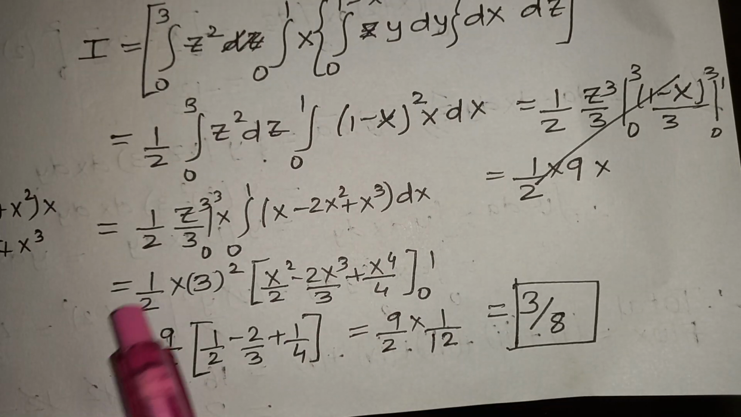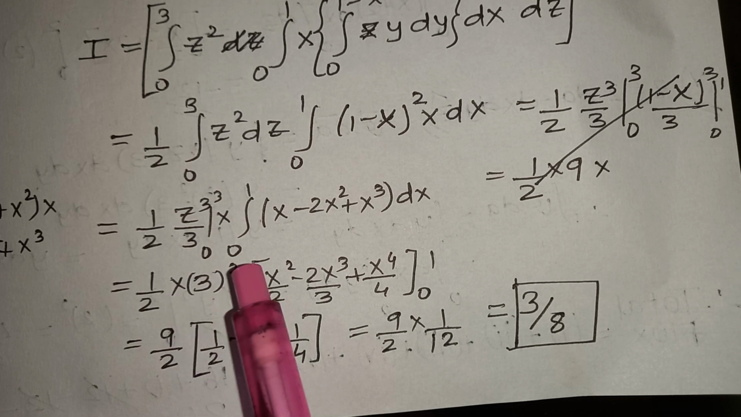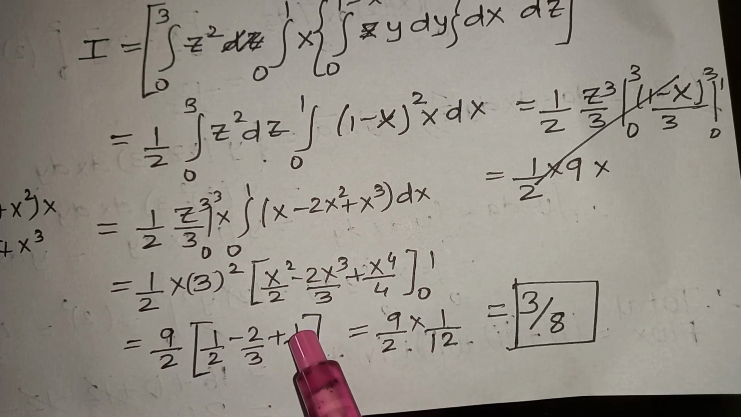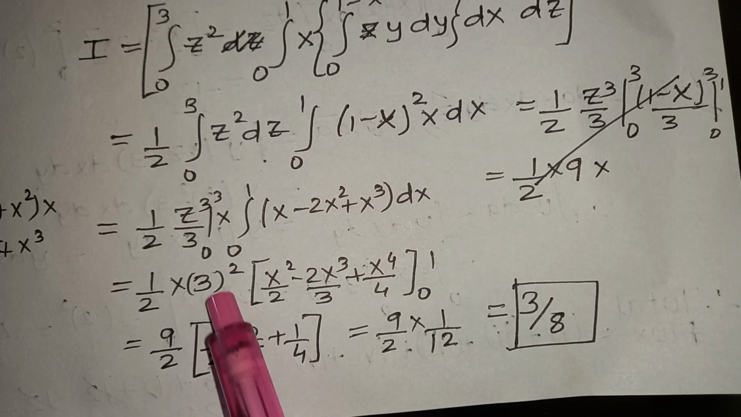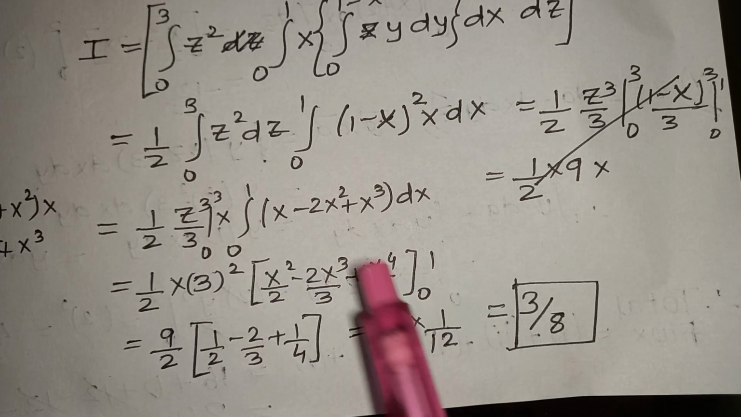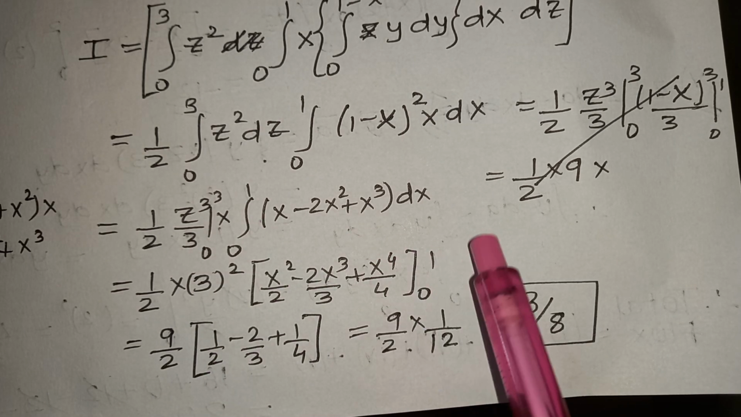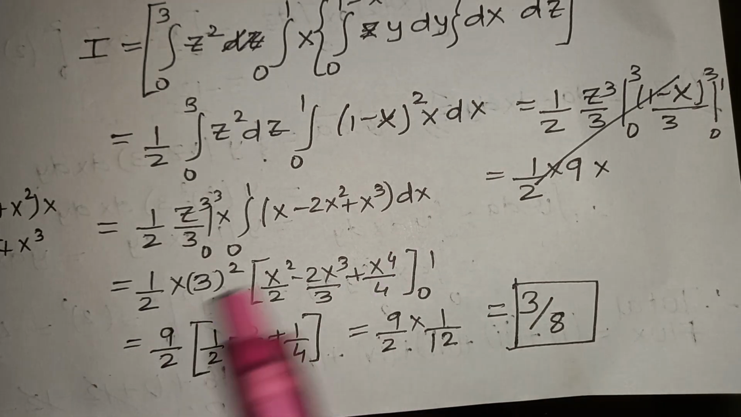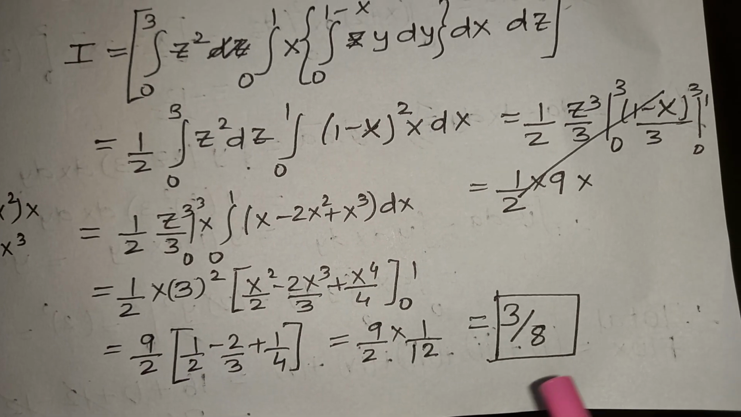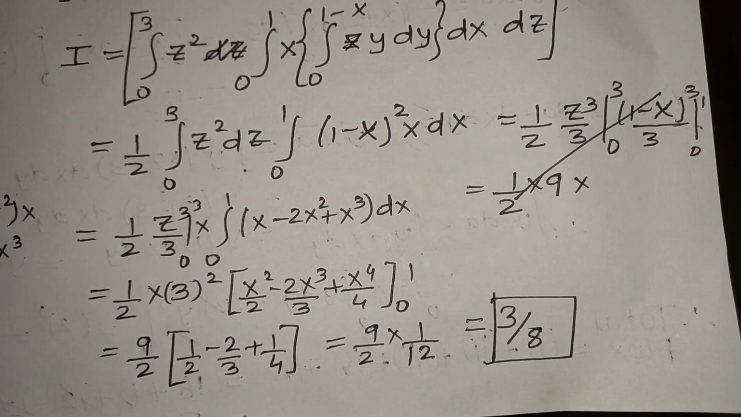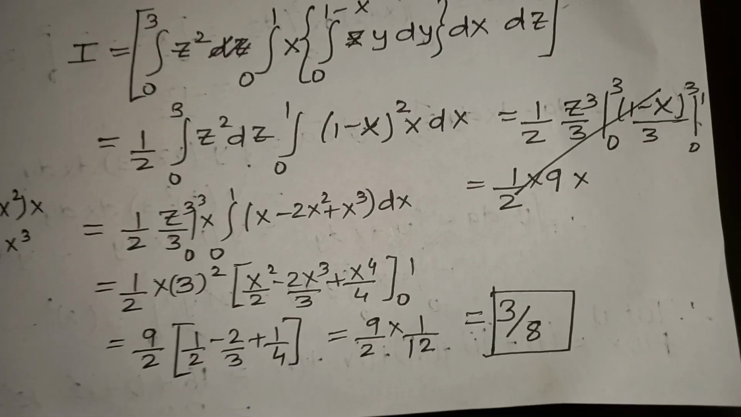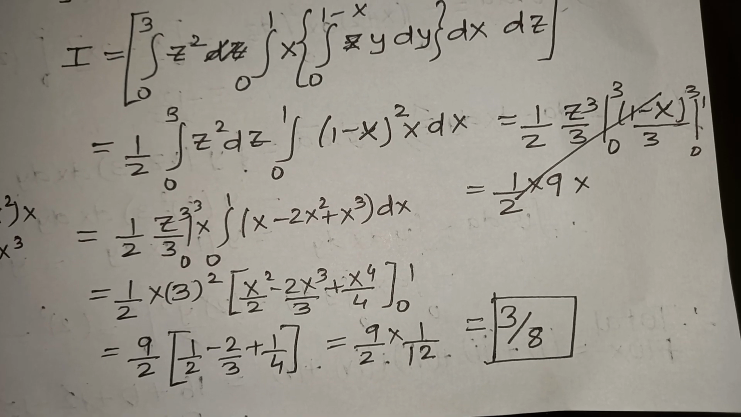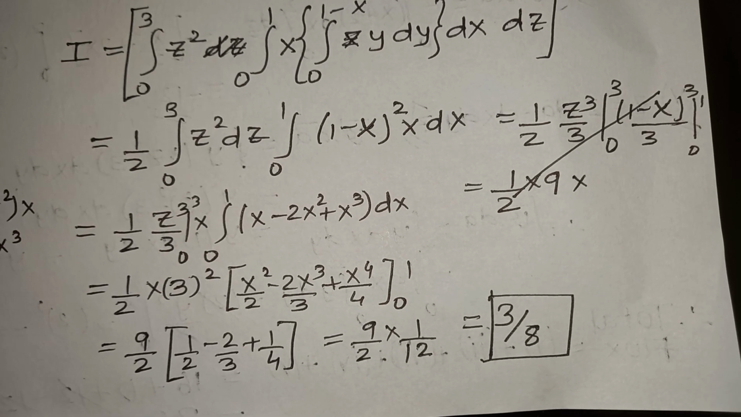So this becomes half into 3². Then we find the integral of this, that is x²/2 minus 2x³/3 plus x⁴/4, and the limit goes from 0 to 1. We substitute the limit and we get the answer as 3/8. So here we have solved the volume integral over a prism. Thank you for watching and see you in the next video.